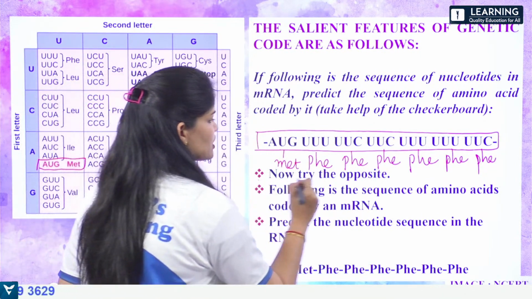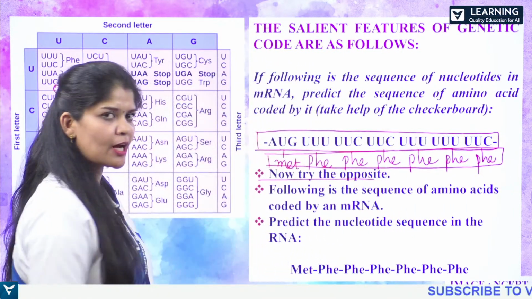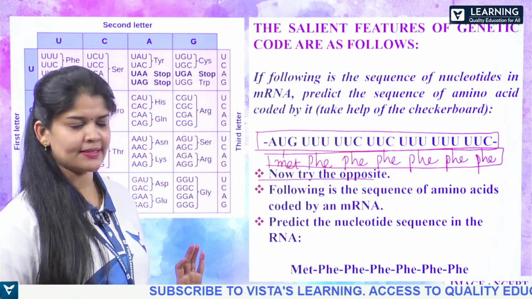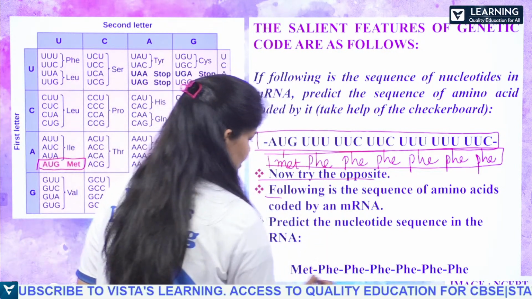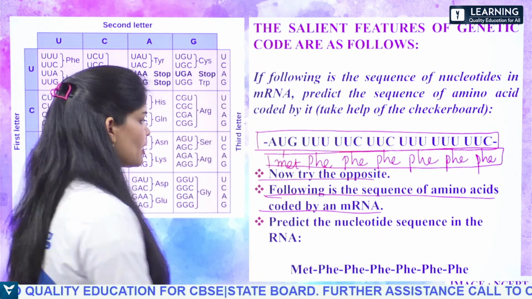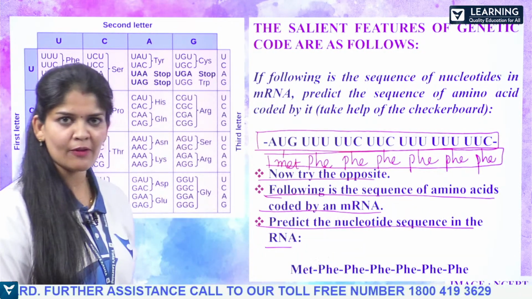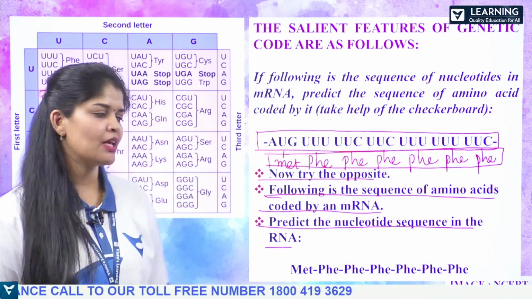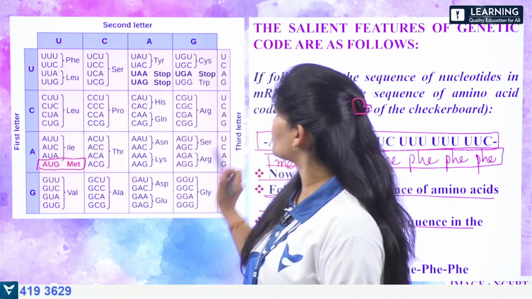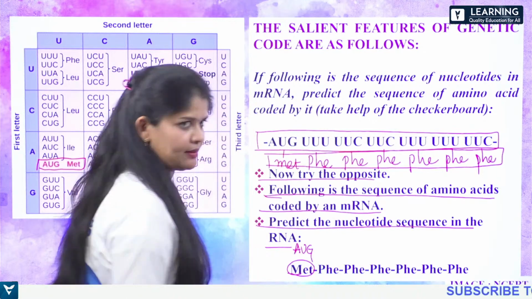Now, try the opposite. Consider that we have the sequence of the amino acids, but we have to find the sequence of the nucleotides present on the mRNA, just the opposite of this exercise. Following is the sequence of the amino acids coded by an mRNA. Predict the nucleotide sequence in the RNA. This is the amino acid sequence, and we have to give the sequence of the nucleotides present in the mRNA. Methionine. We can check here. We have only one codon for methionine: AUG.